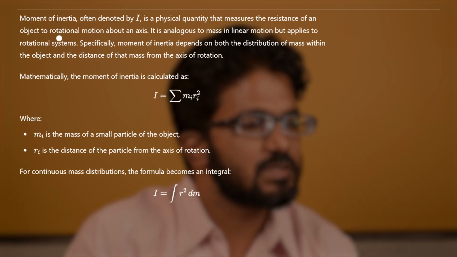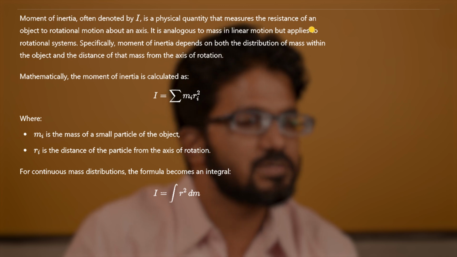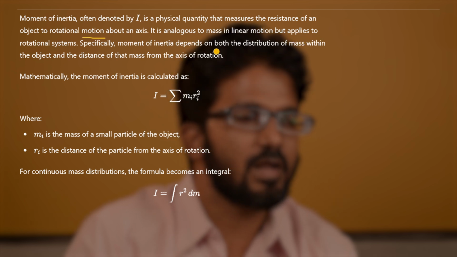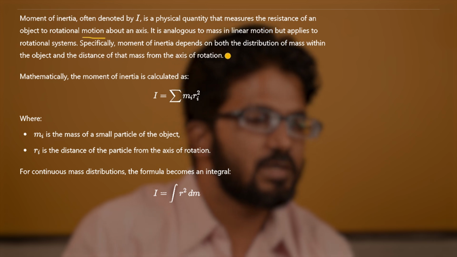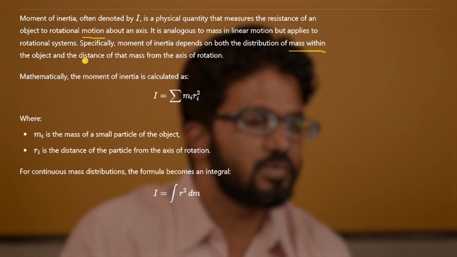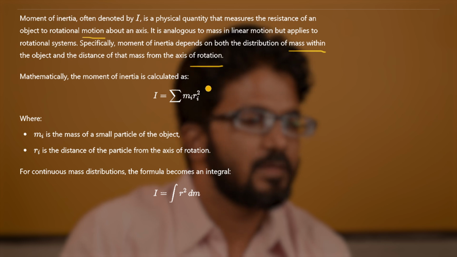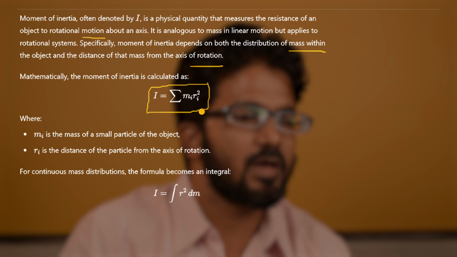Moment of inertia is often denoted as I, and is a physical quantity that measures the resistance of an object in rotational motion about the axis. It is analogous to mass in linear motion but applies to rotational systems. Specifically, moment of inertia depends on both the distribution of mass within the object and the distance of the mass from the axis of rotation. Mathematically, it is given by the summation of mi ri squared. We can also have the integral form.